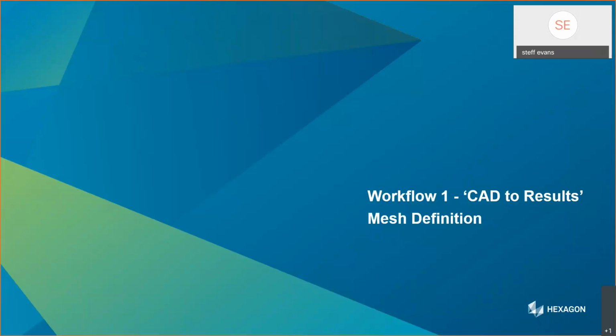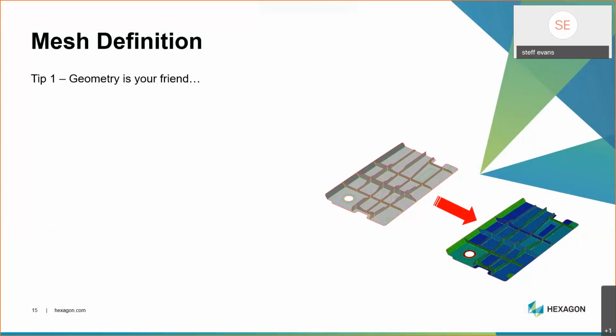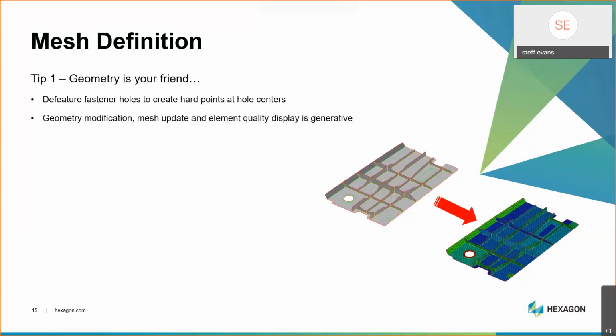Okay, so we're now looking into the mesh definition. Now that we've got the mid-surface defined, we're going to look at a couple of tips here. Geometry is your friend. In this model, we've got a series of fastener holes around the periphery of the shear panel. So by defeaturing those physical holes, we can create hard points at the hole centers. Saves us a number of mouse clicks for mesh development. And then bear in mind that geometry modification, mesh update, and element quality display is all generative. Some of you may not be familiar with this, but basically it means that if you change the geometry, then all of the model attributes, mesh properties, loading, and what have you will be updated accordingly.